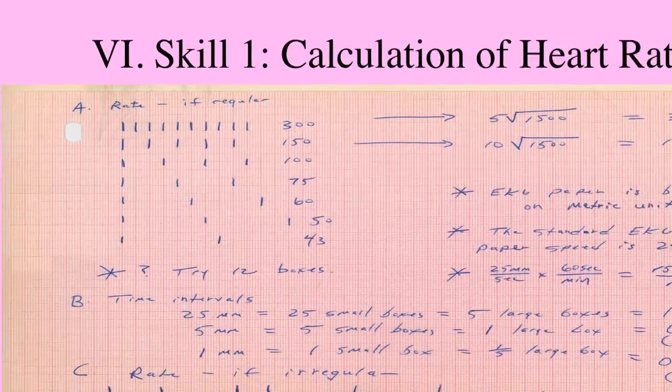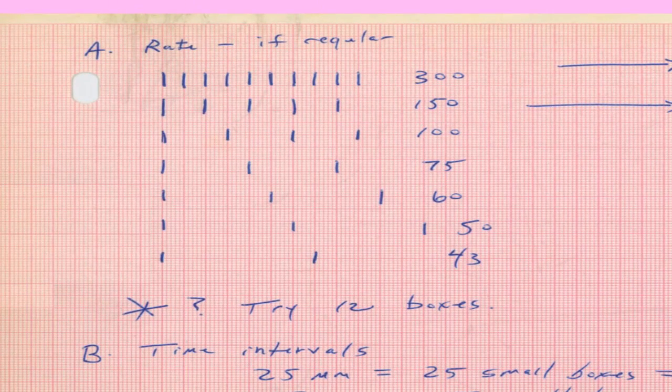The first thing, if you look at the upper left, is the rate. We can measure the rate at regular intervals if it's regular. What I'm indicating is if you have a part of the EKG, generally the R wave, occurring every large box, which is really fast, the rate then is 300. You can see I've written that in as every large box.